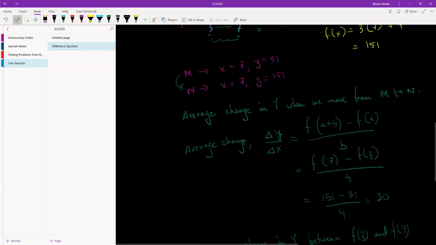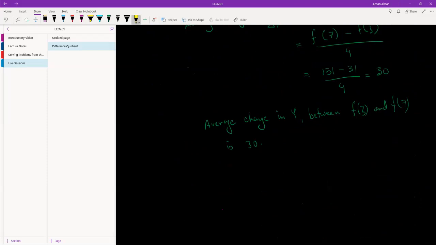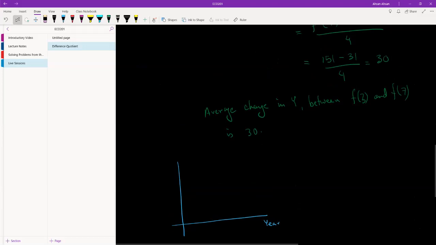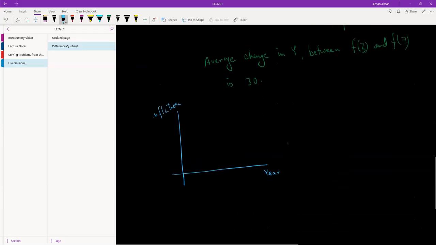So let me give you guys another example. Suppose we're calculating inflation in a country, okay? So we have the year here, and we're calculating inflation. By how much is money increasing every year? And if this is what it looks like, see, there's not much fluctuation between points.